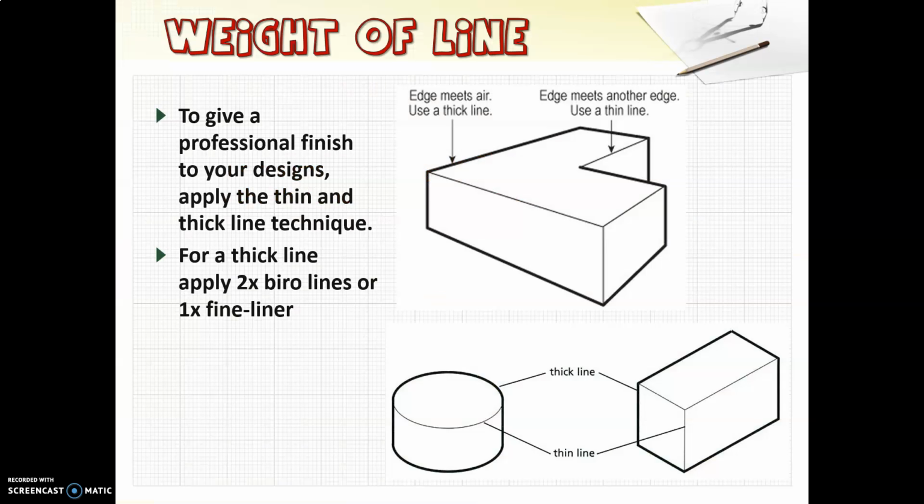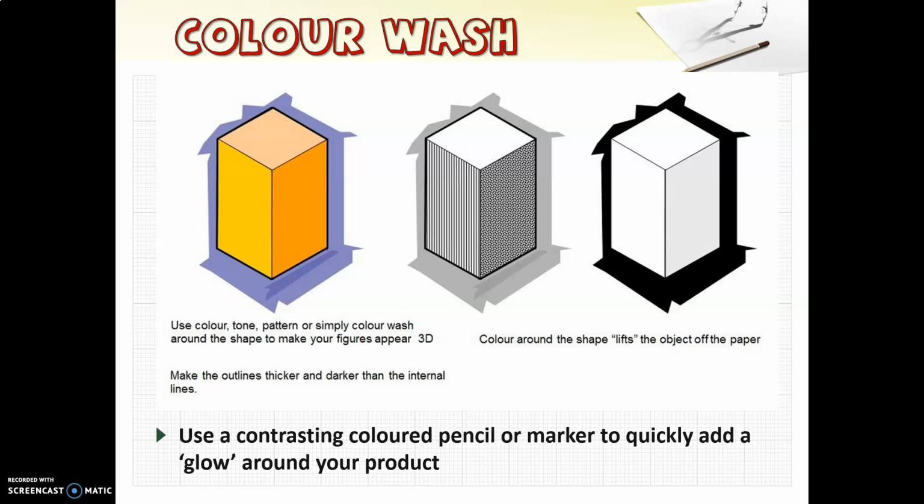So to give a really professional finish, there's a few techniques we can use. The first is called the thick and thin, or thin and thick line technique. So any edge that's on the outside is thick. Any edge that's on the inside is thin. We have different pens that we can use. You can use a fine liner, or you can double up on your biro lines.